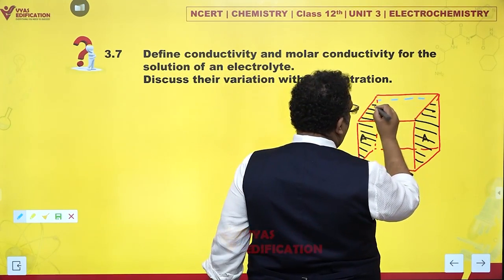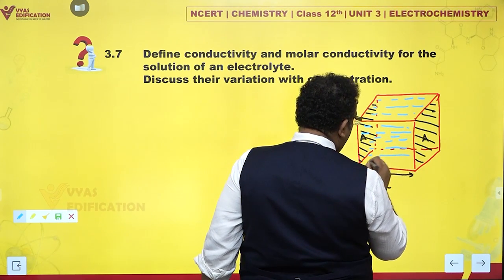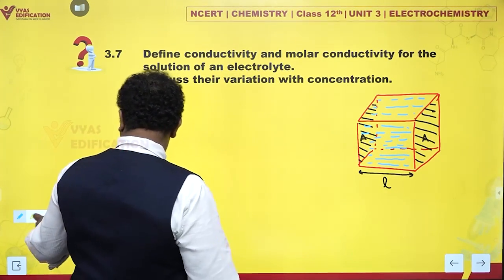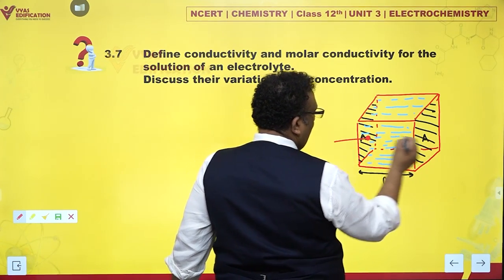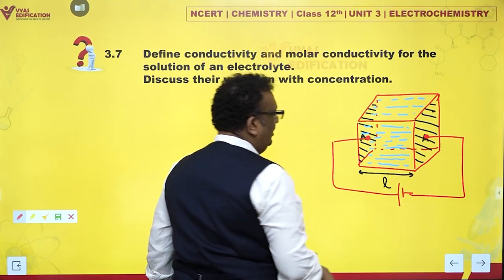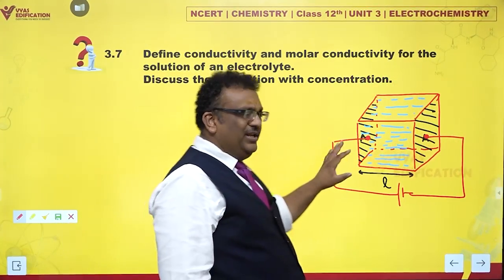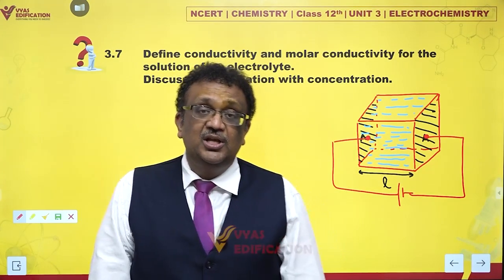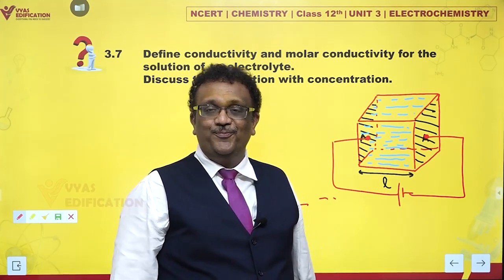Now what do I do? I fill up this cuboid with the solution for which I intend to make conductometric measurements. And then this side and this side are both connected to some kind of a cell. We pass current, and by various methods we can make measurements. For example, by using Wheatstone's bridge, we can measure the resistance of this solution.